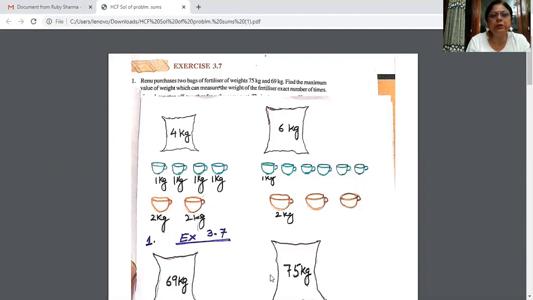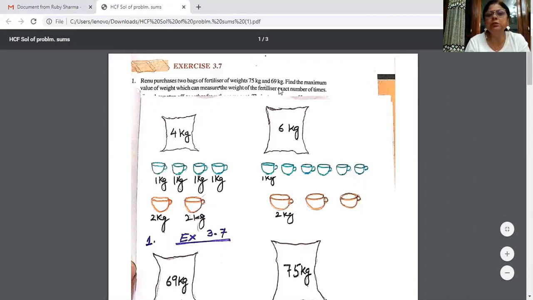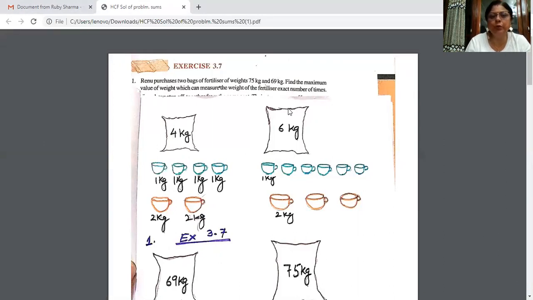You have to find the maximum value of weight, that means the maximum capacity of a container which will measure the weight of the fertilizer exact number of times. That means, just for your understanding, instead of 75 I've taken a 4 kg fertilizer bag, and instead of 69 I've taken a 6 kg fertilizer bag.